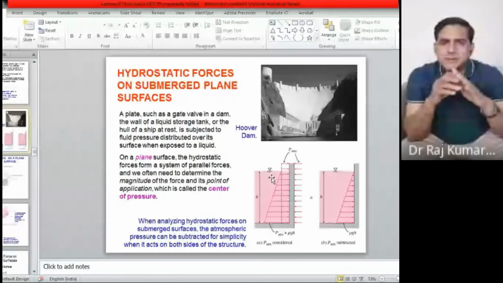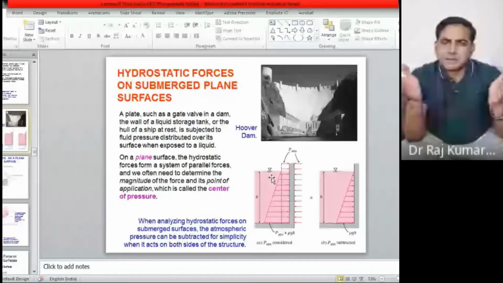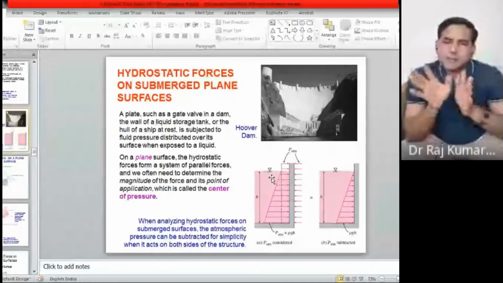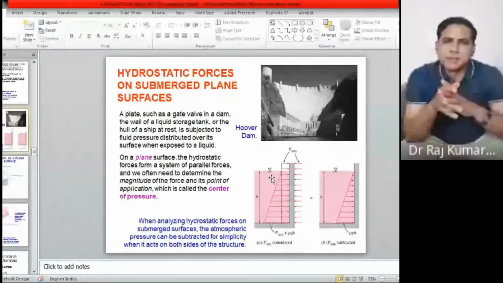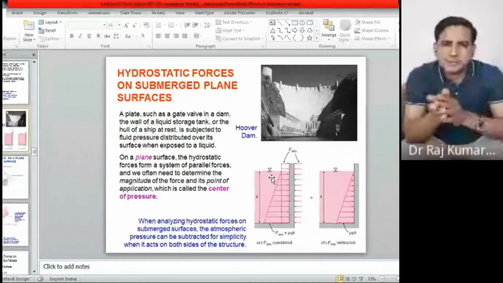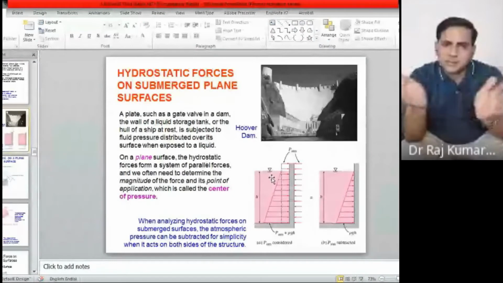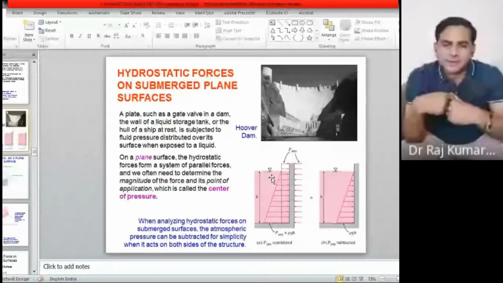Now atmospheric pressure acts everywhere, right? On your body, my body, everybody, on all sides, atmospheric pressure acts. So atmospheric pressure itself cannot distort any material, because its magnitude is the same from all sides, so it gets nullified. Okay?